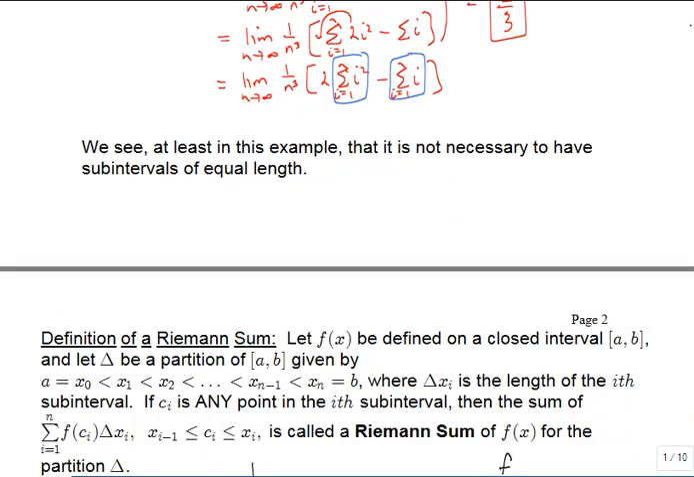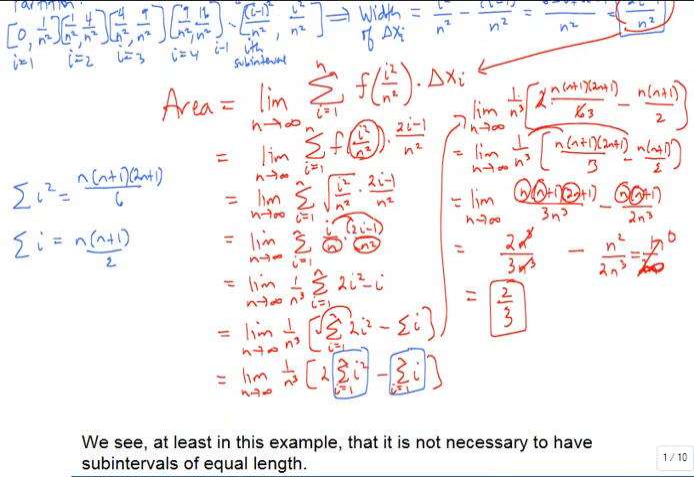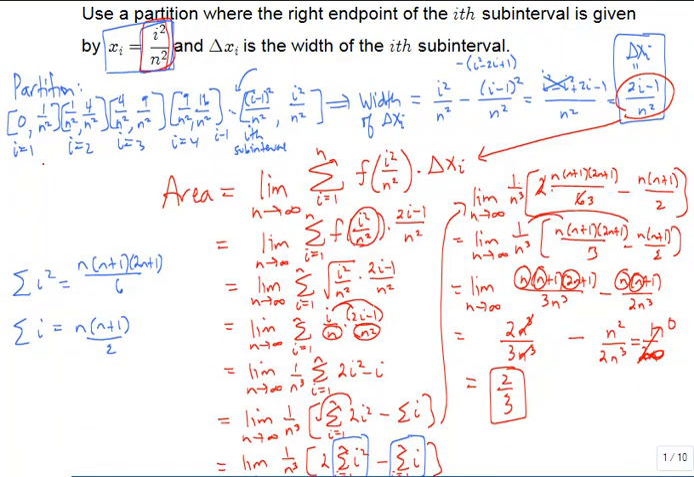And what we saw in this example is that it's not always necessary, and sometimes it's not even possible, to do it if you have subintervals of equal length. We had to modify our partition in this example so that each subinterval had a different width, and we used a very special formula to make that happen and make this work out nicely.